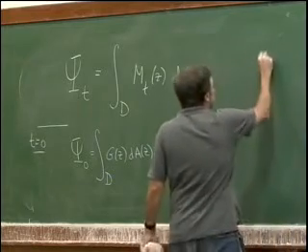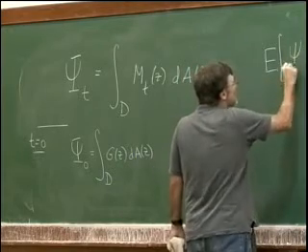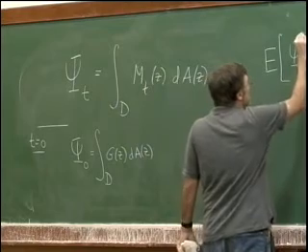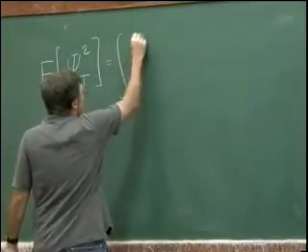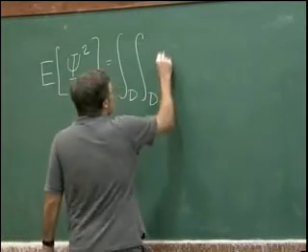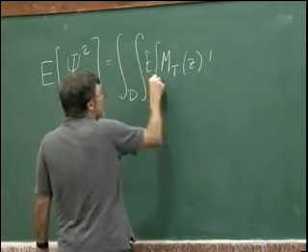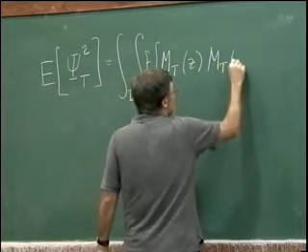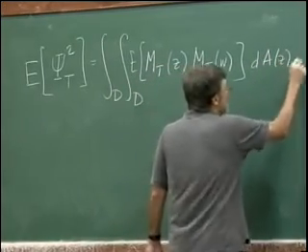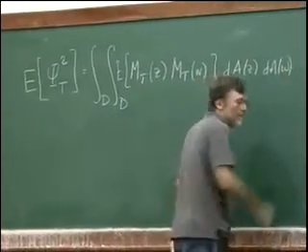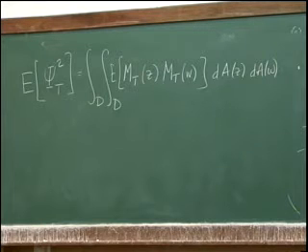So the expectation of C_t squared is the integral over D of the expectation of M_t(z) M_t(w) dA(z) dA(w). So that's what we have to bound.